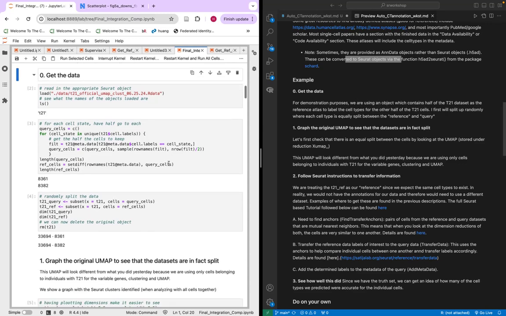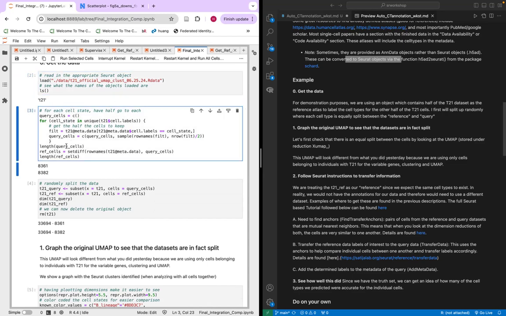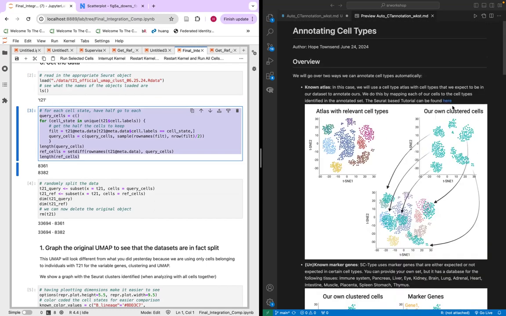And so in this case, I just loaded one of the Seurat objects that's only looking at a subset of the data, because that makes our lives a little bit easier. I'm also going to be splitting it in half so that I can get a query set and an atlas set, or a reference set. So essentially, we're going to get what we'd be looking at if we were trying to cluster these cells and identify the cell types on our own.